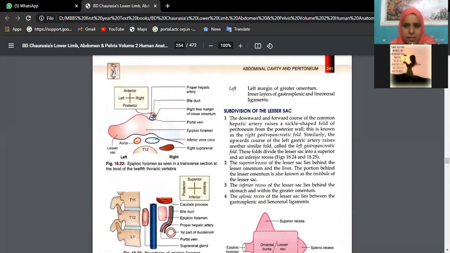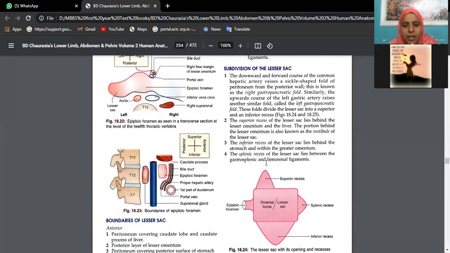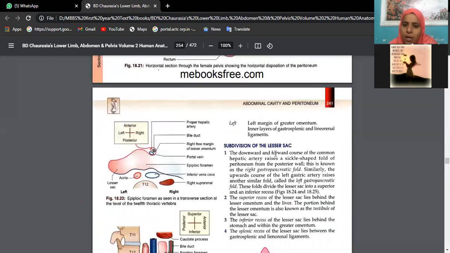So all the relations are told here. You just read once, then you will have certain folds also. What are the various folds you have? See, the downward and forward course of the common hepatic artery, from the liver, raises one sickle shaped fold which is called the right gastropancreatic fold. Then from the left side you will have the left gastric artery, and there you will have the left gastropancreatic fold.